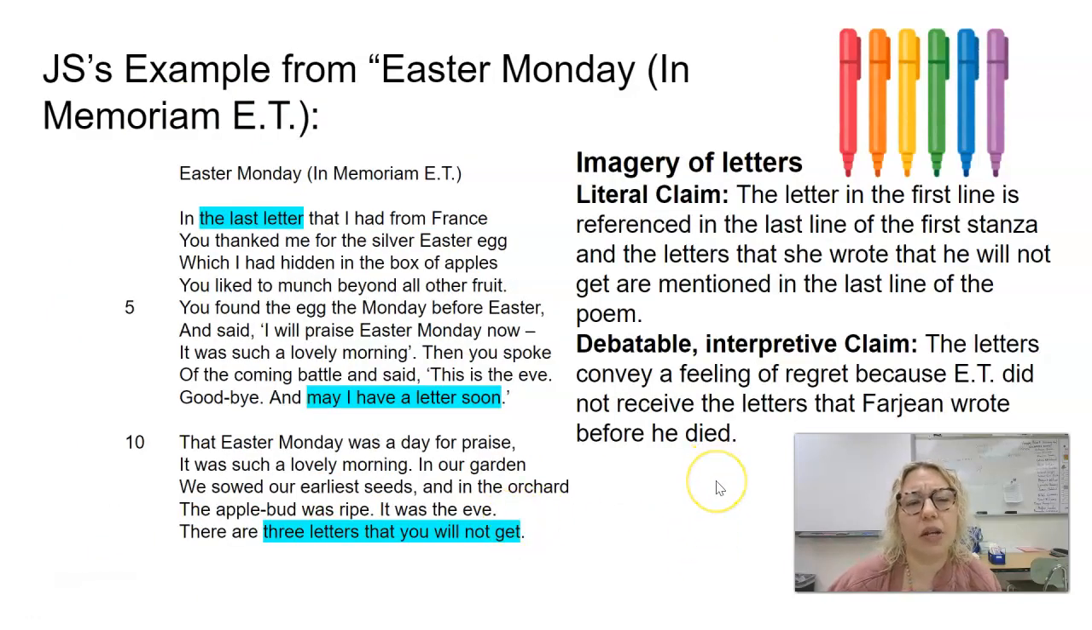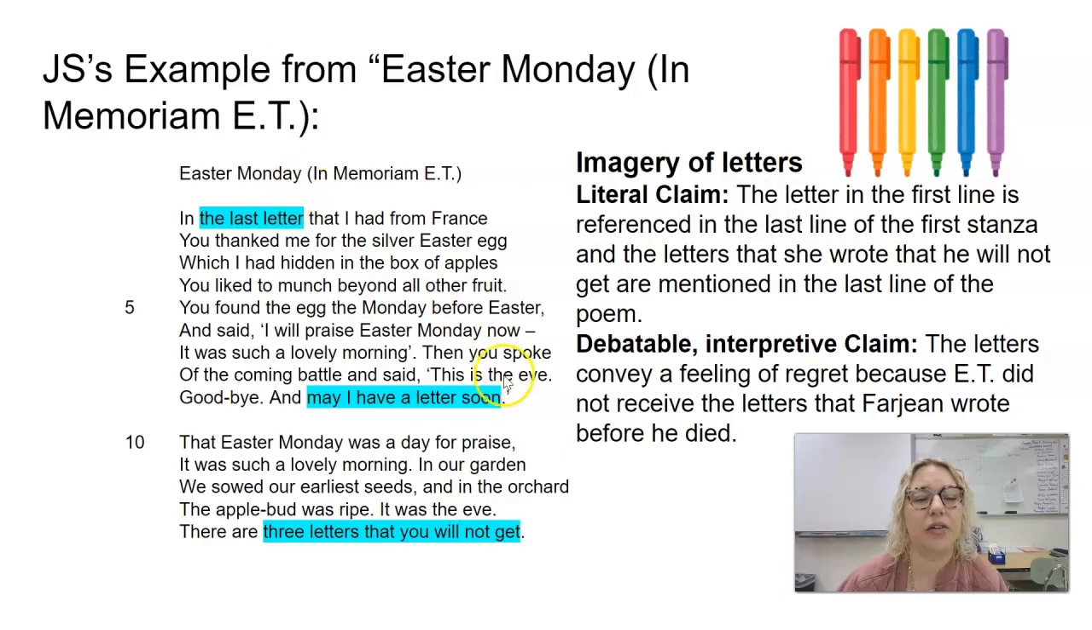Here's an example I wanted to show you from JS's paper about Easter Monday, In Memoriam E.T., and show you how she started and how she ended up with the essay that you read. So here's the poem on the left, and this first color mark in blue is imagery of letters. Her literal claim, well, the 3 examples are in blue here.